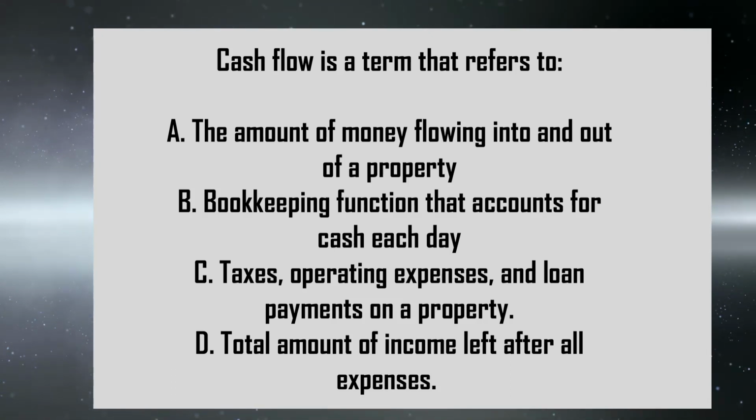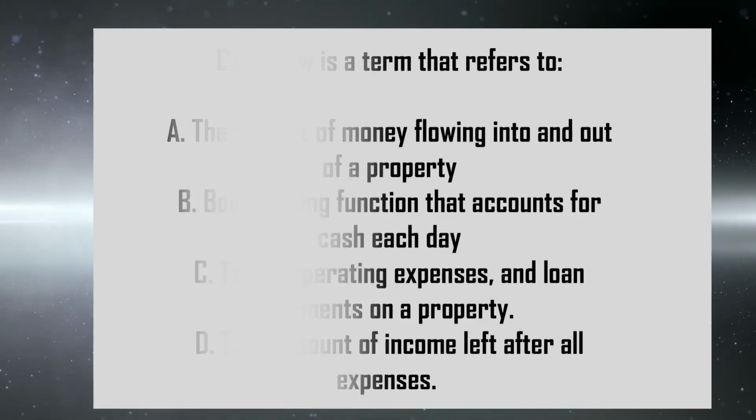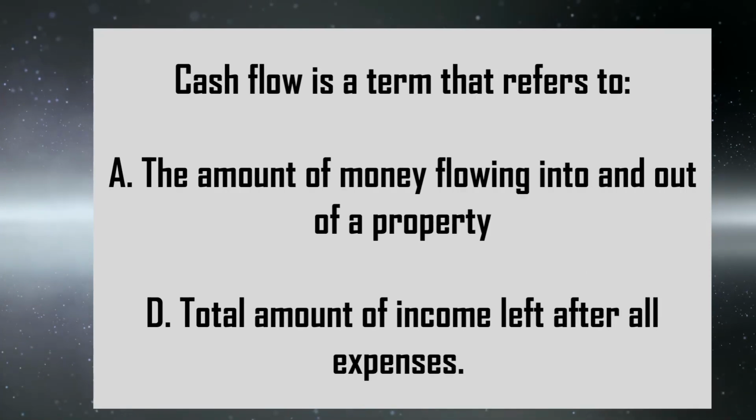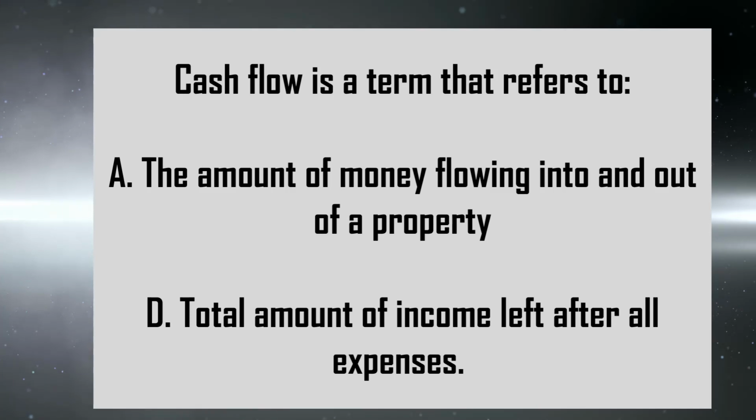So let's take a couple of these out of the equation. Let's take out the bookkeeping function that accounts for the cash each day, because cash flow is not a daily function. So we're going to knock out B, and we're also going to knock out C, the taxes, operating expenses, and loan payments on the property. So we're left with two options: A, the amount of money flowing into and out of a property, or D, the total amount of income left after all expenses have been paid.